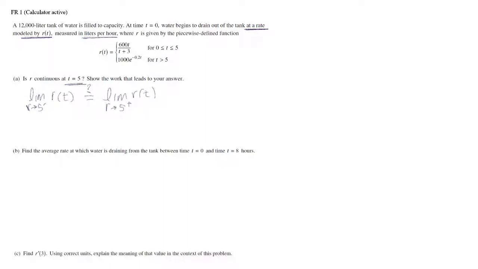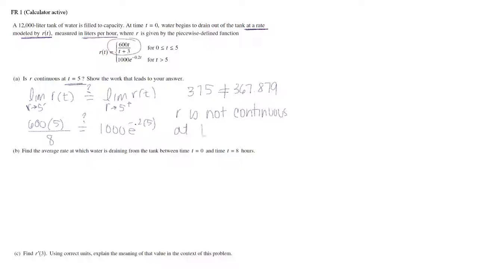So from the left, when we plug in, here we have 600 times 5, and again, this is a calculator problem, so from this point on I would just be typing into the calculator. You have 1000 e to the negative 0.2 times 5, and when we plug in to the calculator, we should get one side being, let's see, I want to say one side was 375, and then the other side we would get 367-ish. So we had 367.879. So here we see that R is not continuous at t equals 5. And I think this should be t over here.